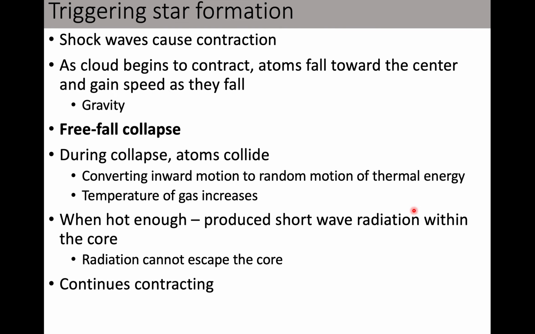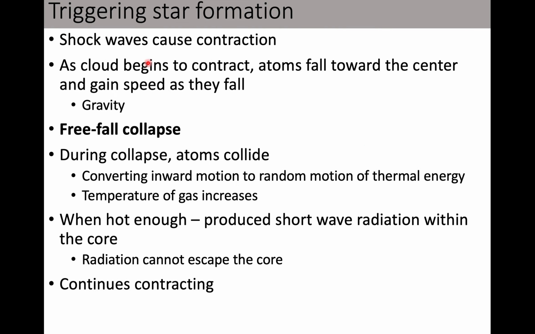as they fall to the point where we call it free fall collapse. So all of the atoms and molecules within the gas are sort of free falling towards the center of this cloud. The atoms are colliding. There's a lot of energy being moved around as the atoms are colliding, as they are moving. The temperature of the gas is going to increase. And then once the temperature of all of those gases is hot enough, it's going to start producing its own shortwave radiation within the core of this soon-to-be star.